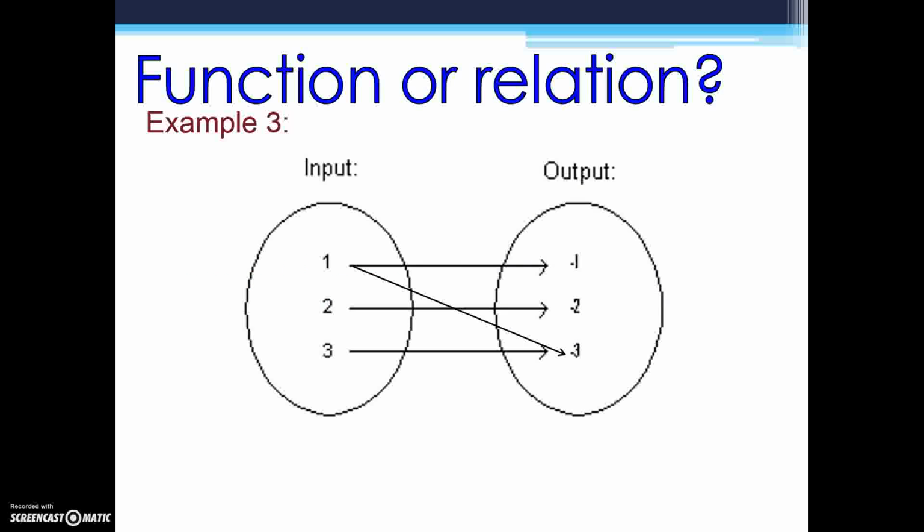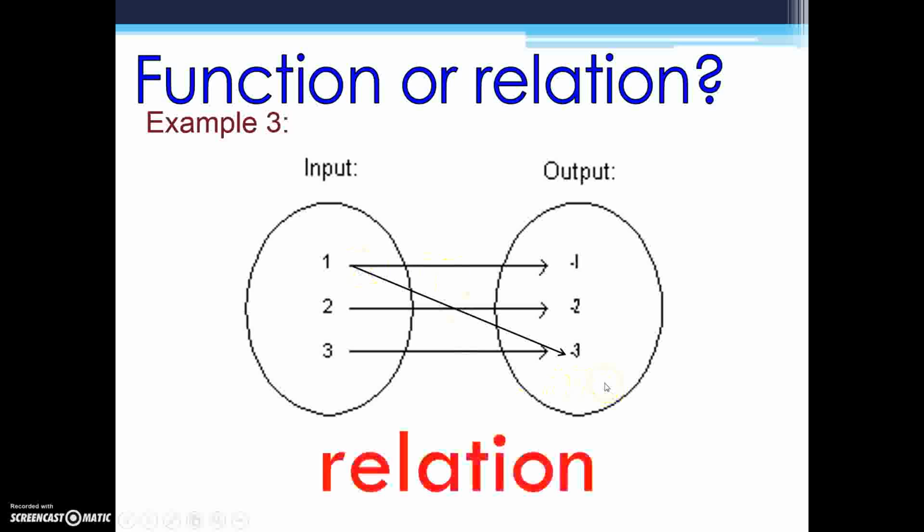Now if we look at this one, we have 1, 2, and 3 as my input, so they don't repeat, but something is a little different on this one than the last one. If you look at 1 on my input right here, it has 2 arrows going from it. So this input is going to -1 and going to -3. So this input has more than one output, therefore it is a relation.